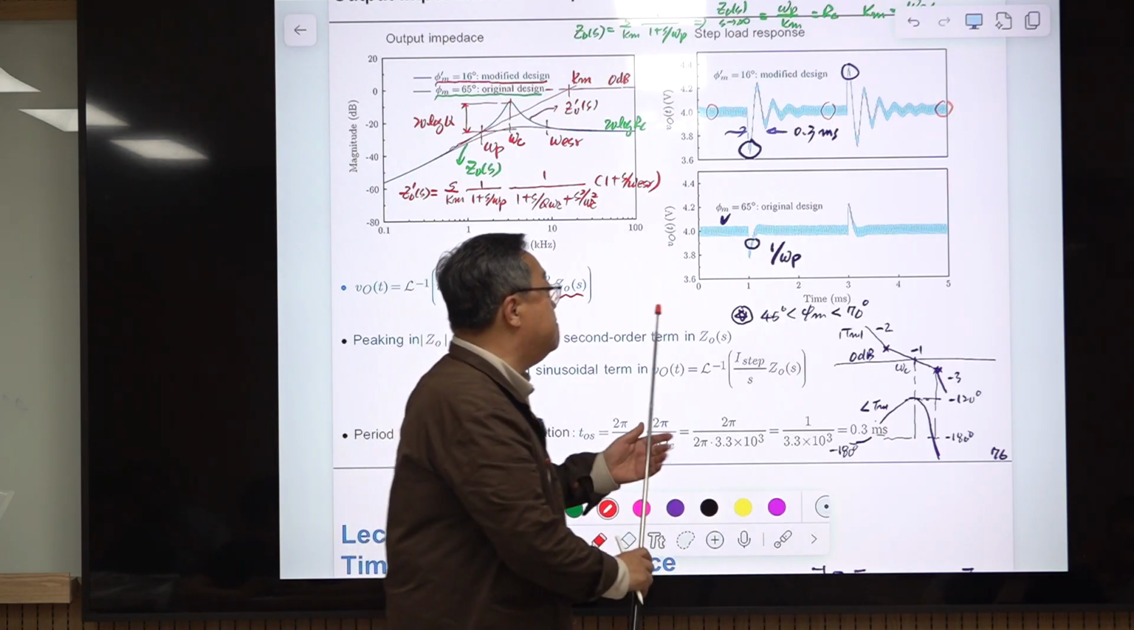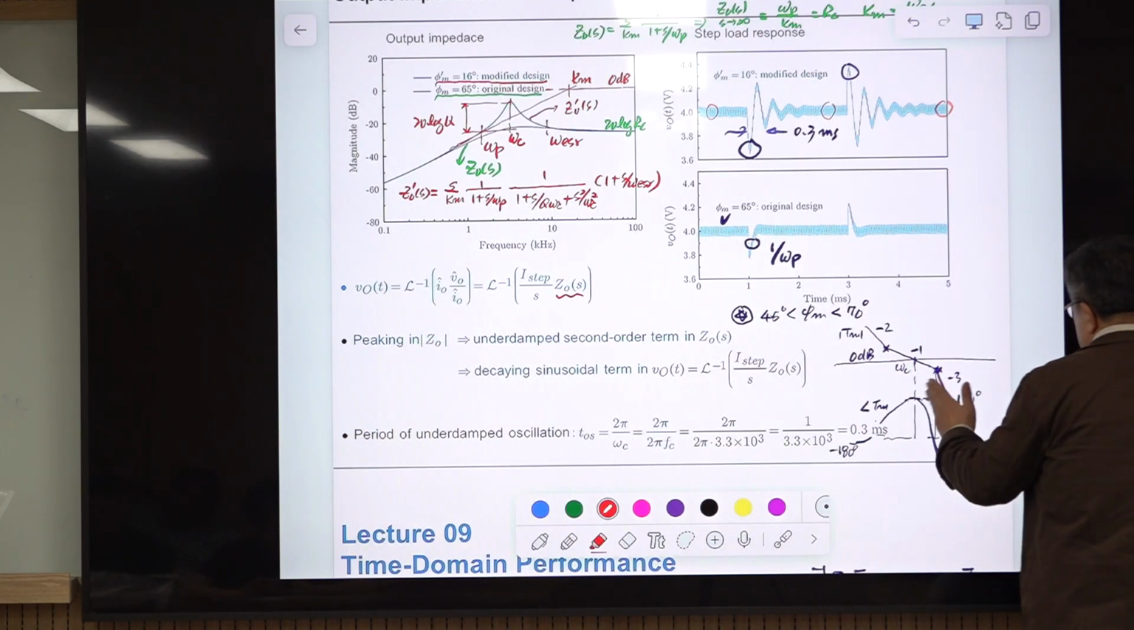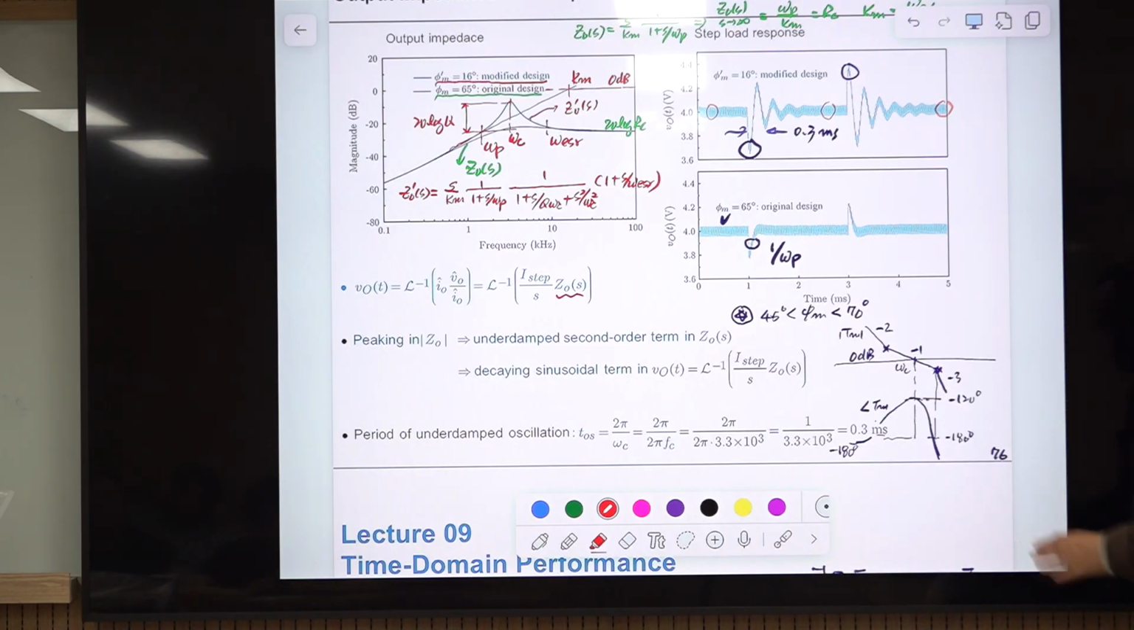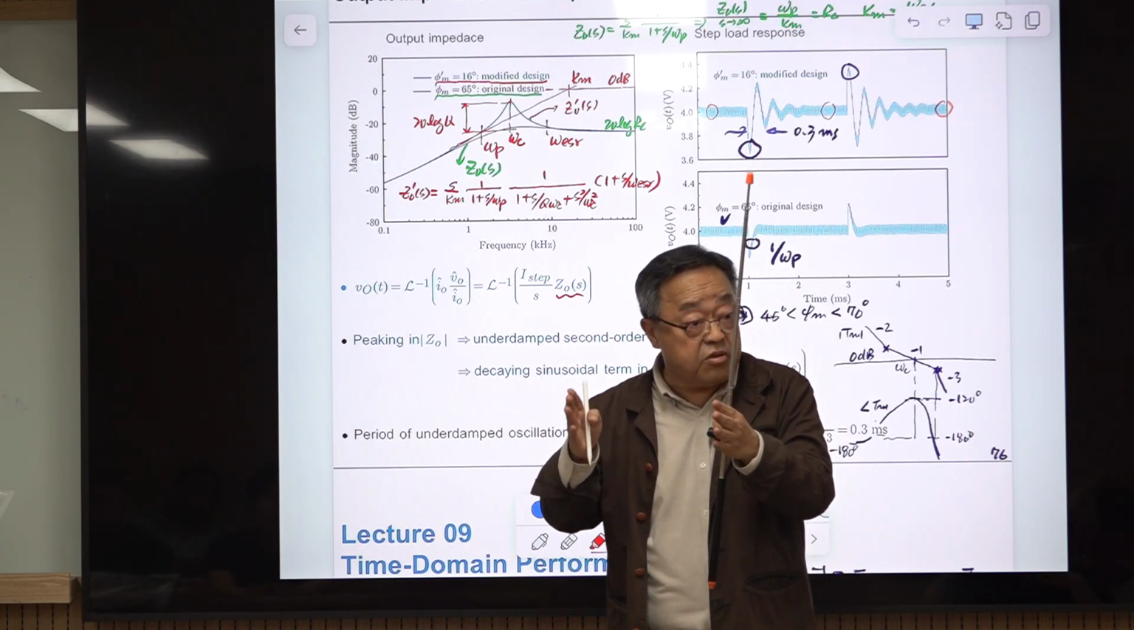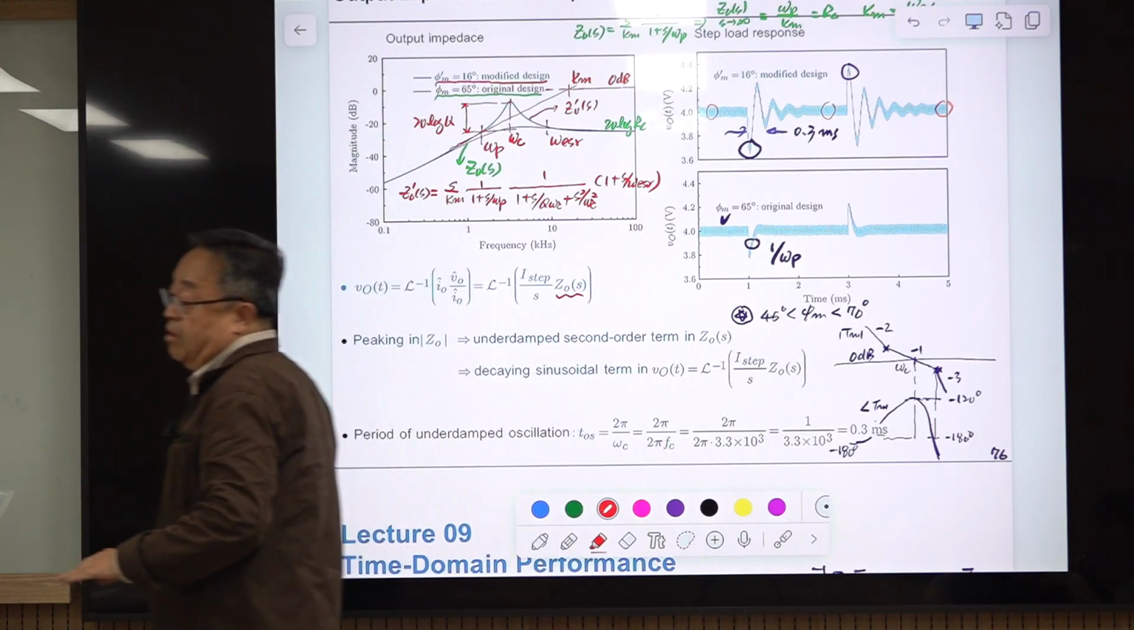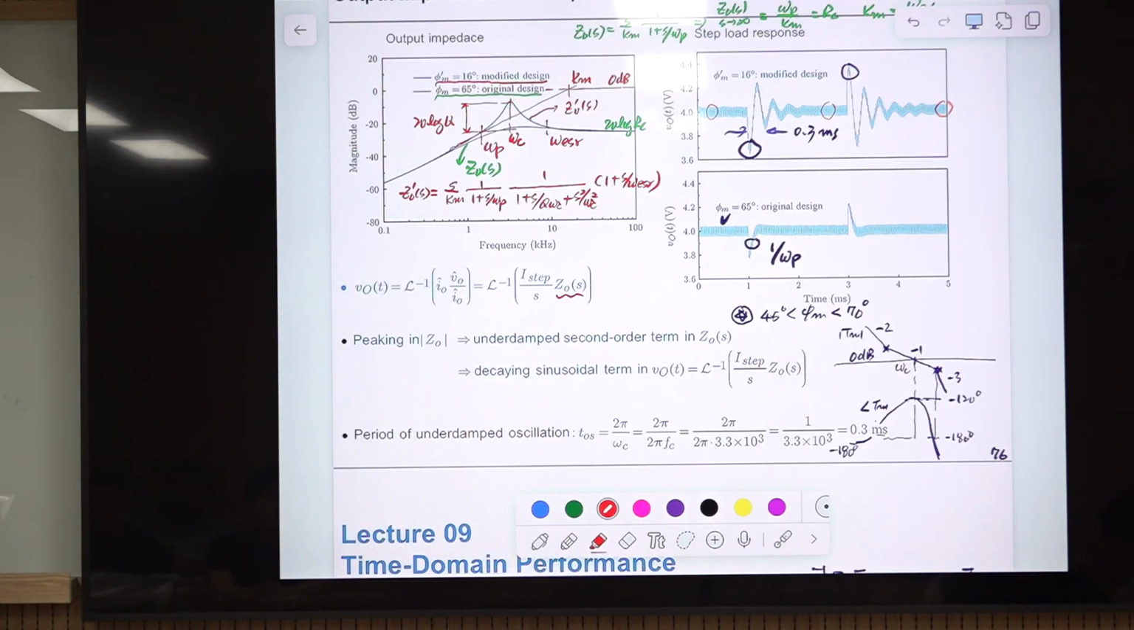So not only this number alone is important, but also this slope around the crossover frequency is very important. At the loop gain crossover frequency, the phase should not change abruptly. If you maintain this minus slope over a wider frequency range, then you have a very stable phase margin. It won't change much regardless of miscalculation in the crossover frequency. Understand this? All right, so this is the end of this lecture.